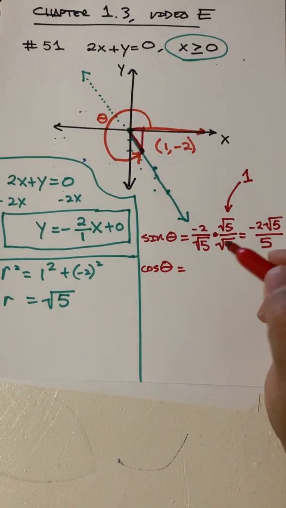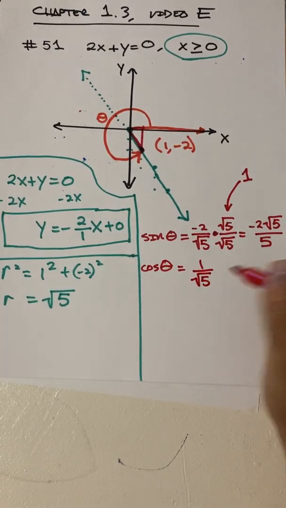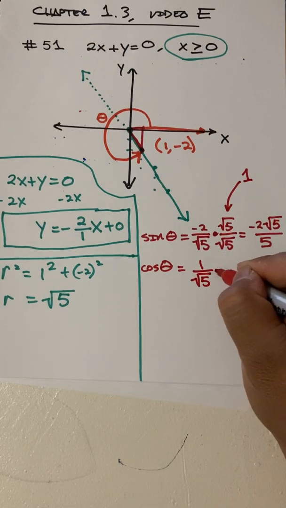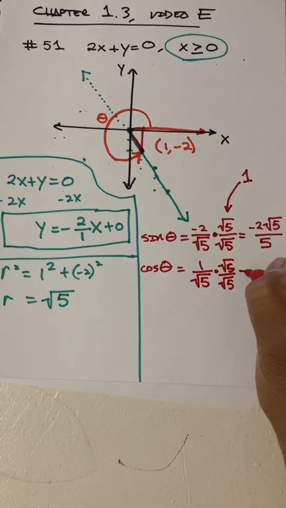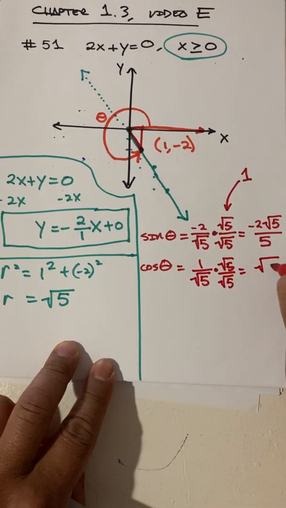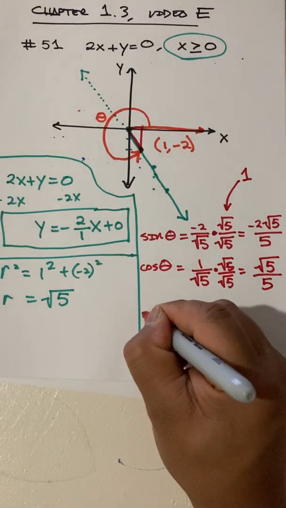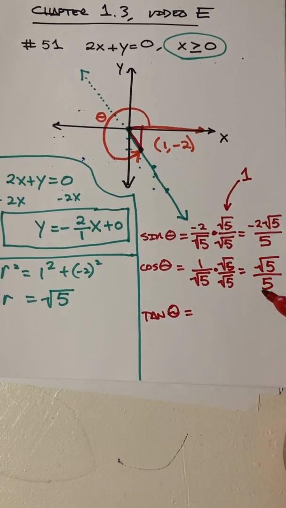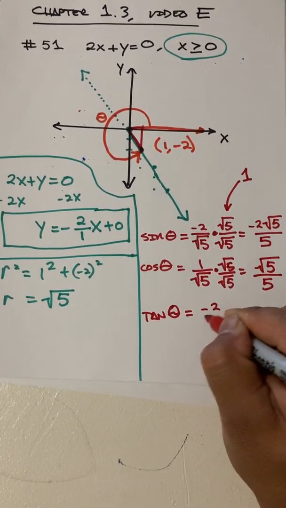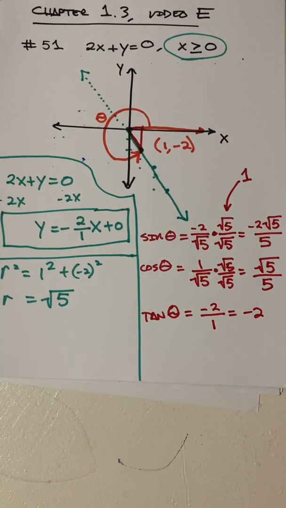Cosine theta is going to be the x-coordinate, which is positive 1, over r, which is still square root of 5. And I'm just going to do the exact same process there. I'm going to multiply by root 5 over root 5. And I'm going to get square root of 5 over 5. Cool. And I'm going to do tangent. Is the y-coordinate negative 2 over the x-coordinate, which is 1. That's just negative 2. Okay.